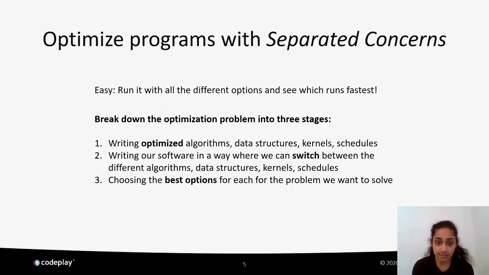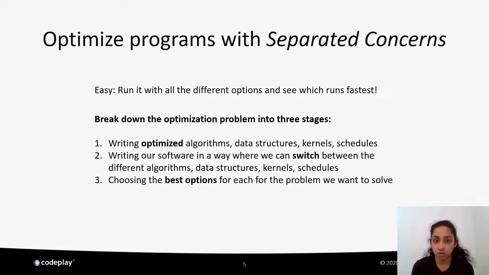Since the concerns are separated, the task of finding the fastest algorithm on a given processor is to run all the different options you have and then try and see which is the fastest. So we break down the optimization problem into 3 stages. The first one is writing optimized algorithms for the particular problem, finding data structures and kernels which optimize the data, as well as finding schedules which actually improve the performance of the system.